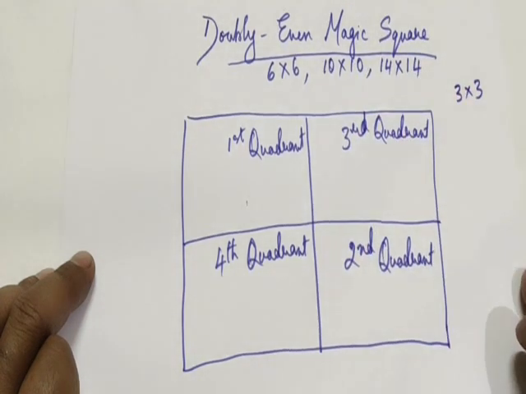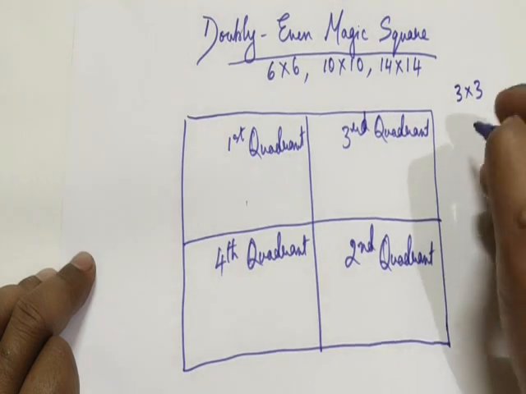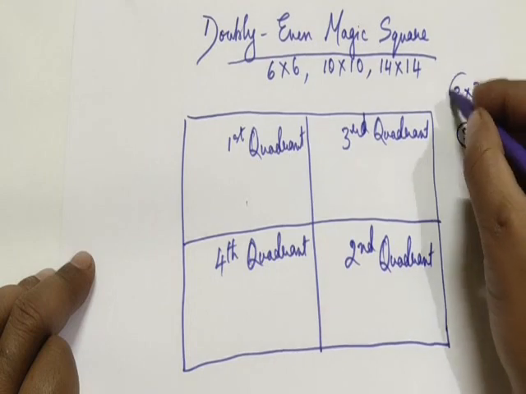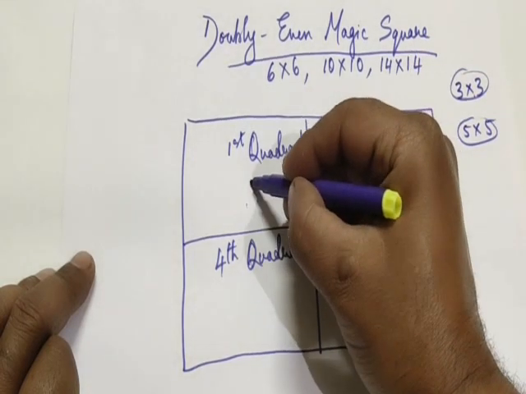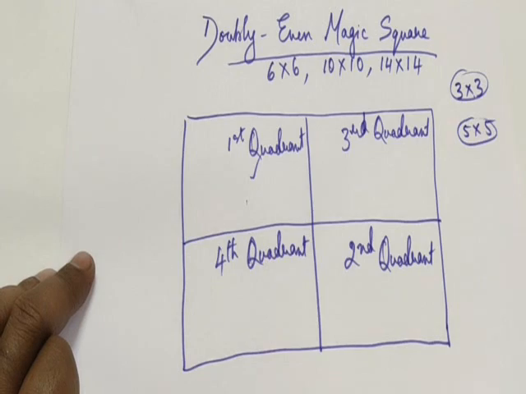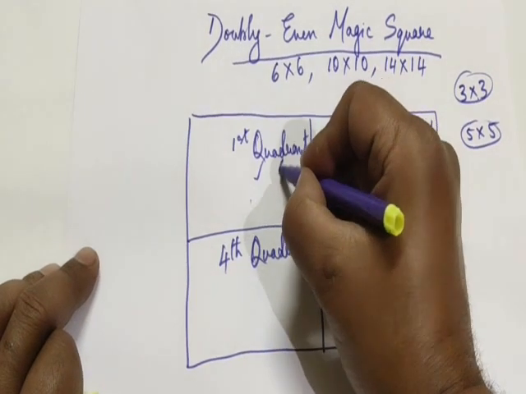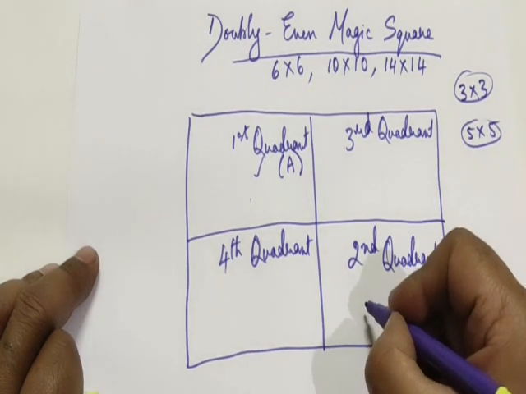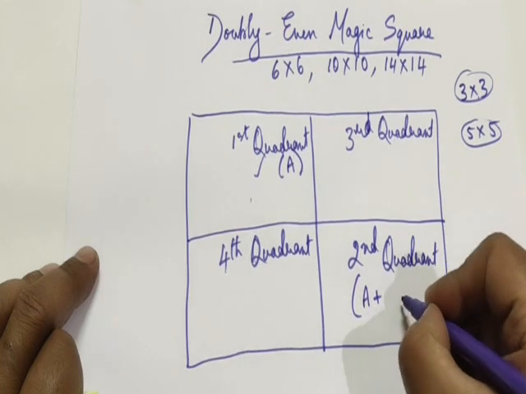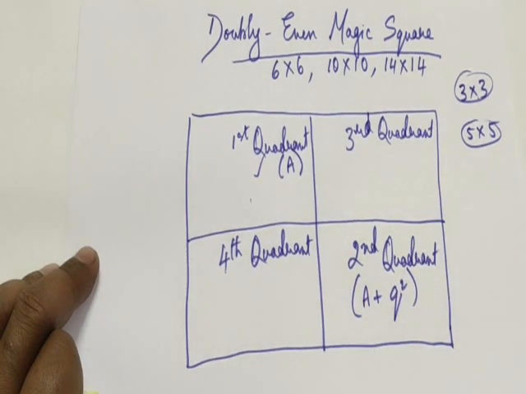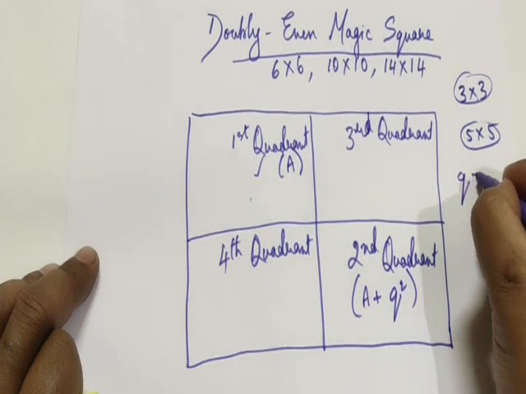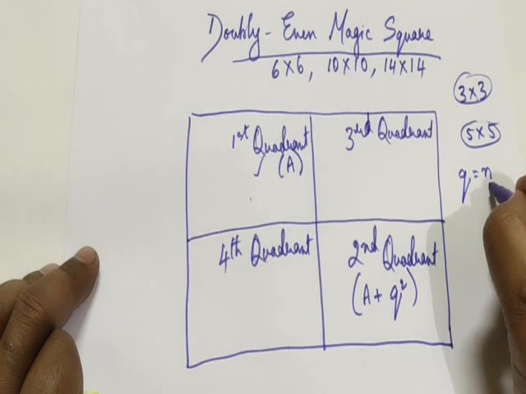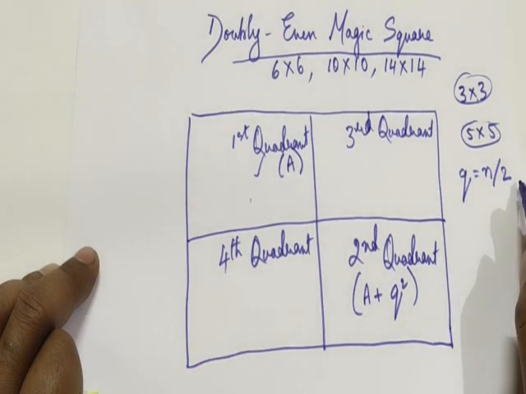If it is a 10 into 10 matrix, once again we generate a magic square of size 5 into 5, and all these elements which we generate, we insert into the first quadrant. Each of these elements, let it be A. Now for the second quadrant, it will be A plus Q square. The question arises, what is Q? Q is very simple. Q is half of the size of the matrix. If I assume the size of the matrix to be n, then n divided by 2 gives you the value of Q.